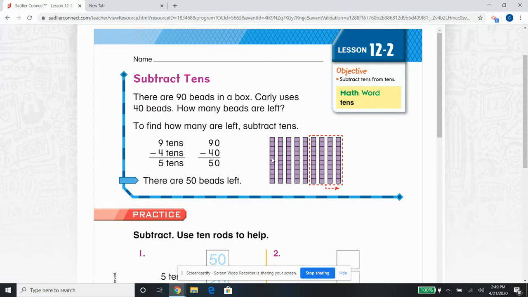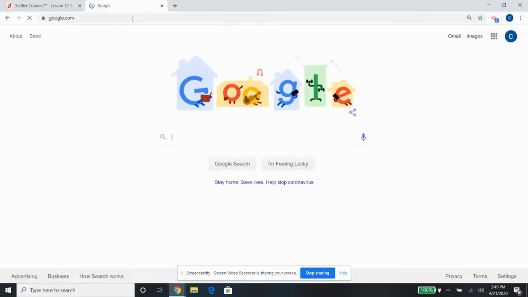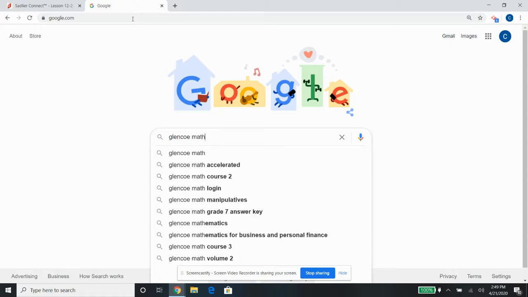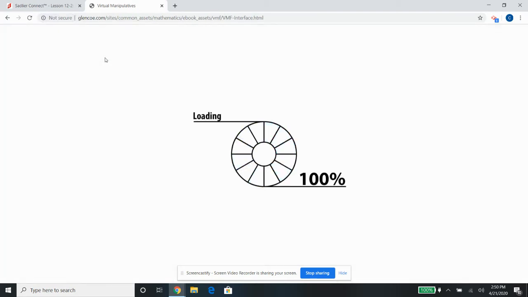I know some of you don't have that at home. I did find a website, which you just have to Google. It's called Glencoe Math Manipulatives. And it'll bring you here to Virtual Manipulatives Glencoe. I had to download Adobe for it, so you might have to. I don't think it will let you download if you don't have Adobe Flash. So once you click it, it's going to say Get Adobe, and then you're going to hit Allow.